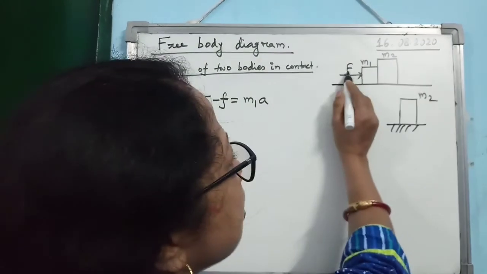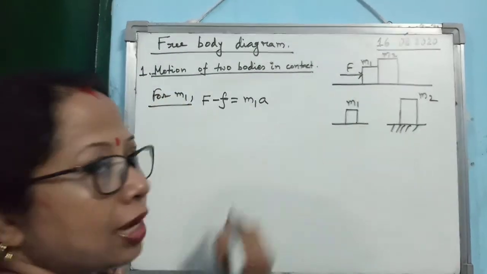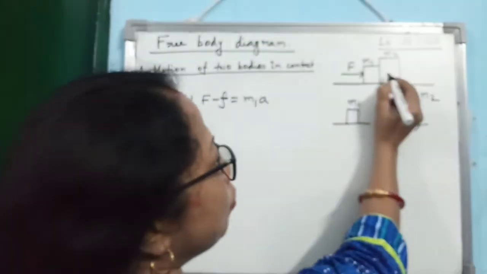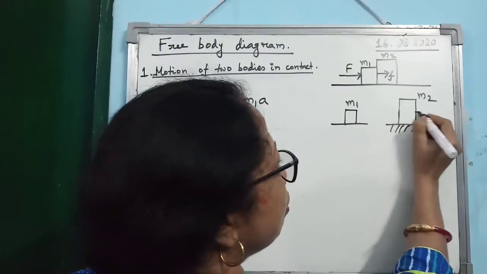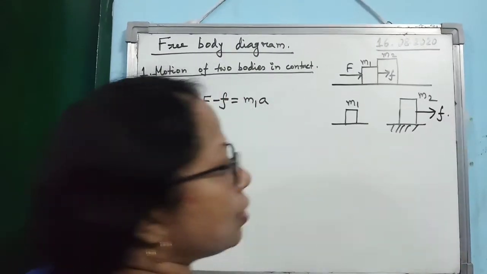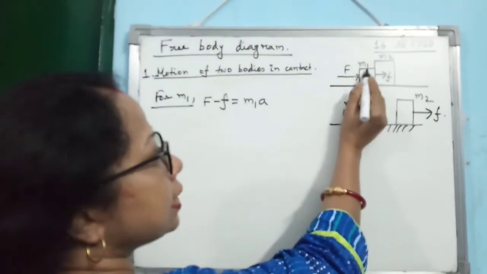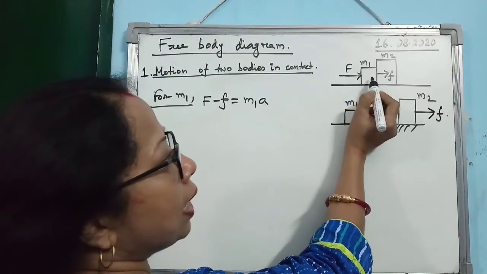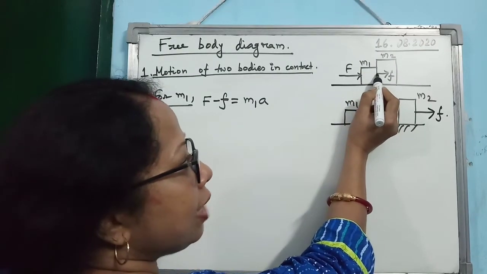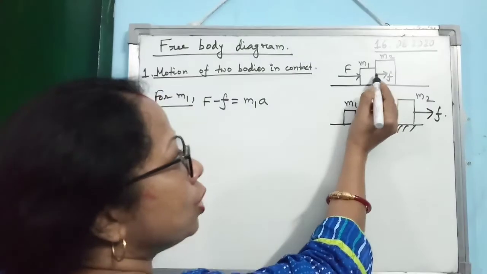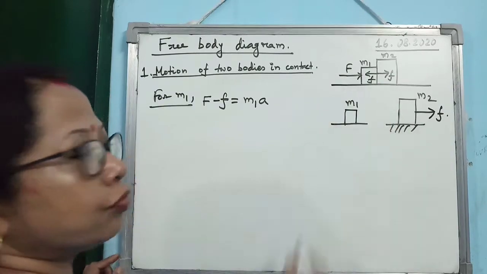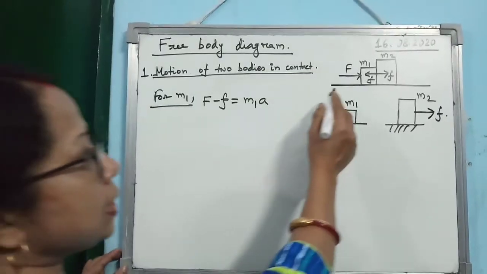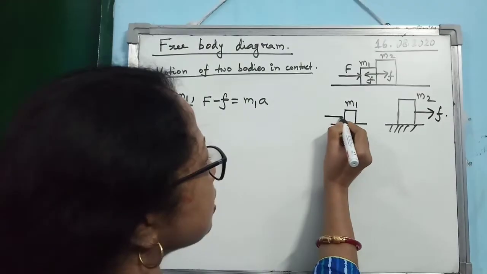So in this case, when you apply the force F, M1 will push M2 in this direction. Is that clear? So what is the force acting on M2? On M2 only F is acting. But if M1 applies a contact force in this direction on M2, M2 in turn will apply an equal and opposite force on M1. So on M1, what are the forces acting?